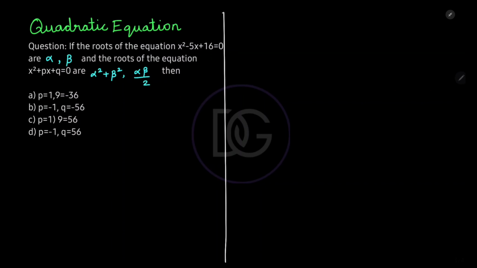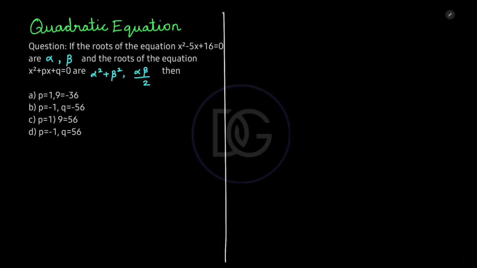Question: if the roots of the equation x square minus 5x plus 16 equal to 0 are alpha, beta, and the roots of the equation x square plus px plus q equal to 0 are alpha square plus beta square, comma, alpha beta by 2, then find p and q.